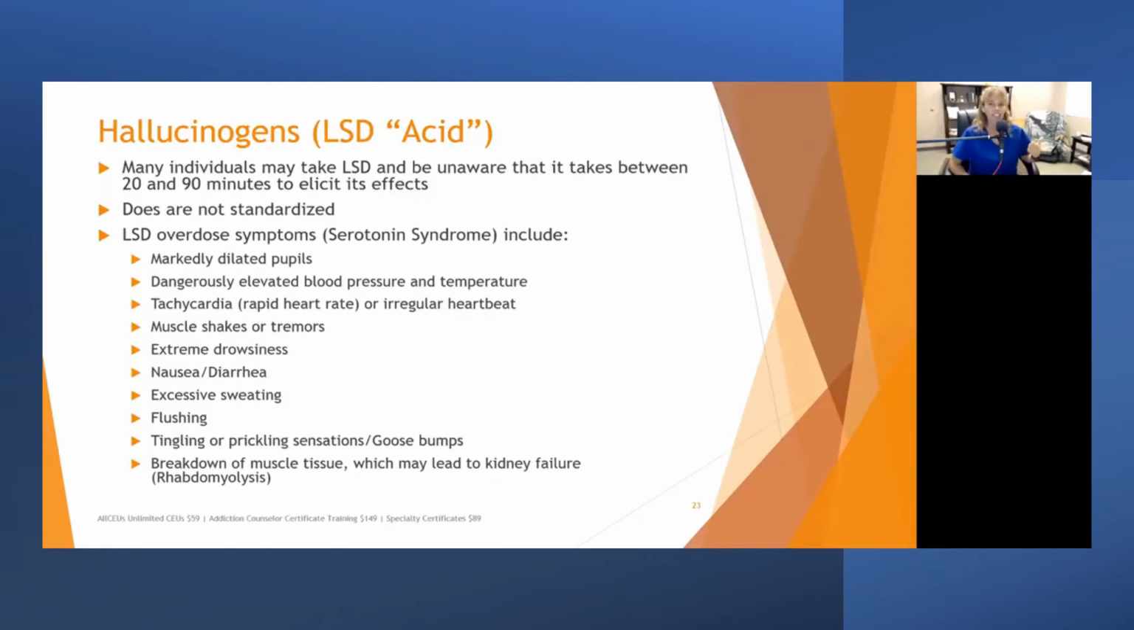Another effect of LSD is called rhabdomyolysis, and this is the breakdown of muscle tissue that can lead to kidney failure. And you see rhabdomyolysis in extreme athletes as well. But the take home is that if this muscle tissue starts breaking down, it can lead to kidney failure. It doesn't matter why it started.